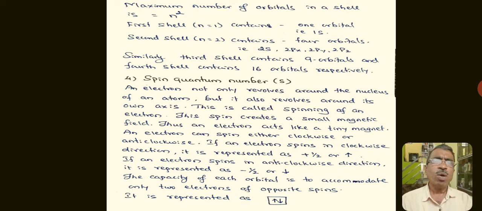The capacity of each orbital is to accommodate only 2 electrons of opposite spins. It is represented as the upward and downward arrows in a box. The box refers to the orbital and the arrows refer to electrons.